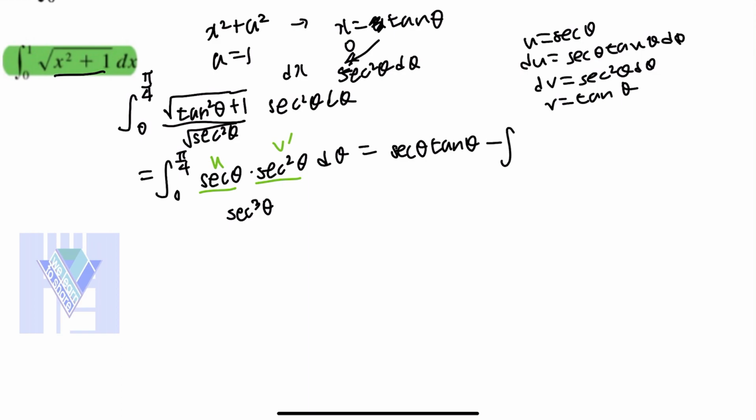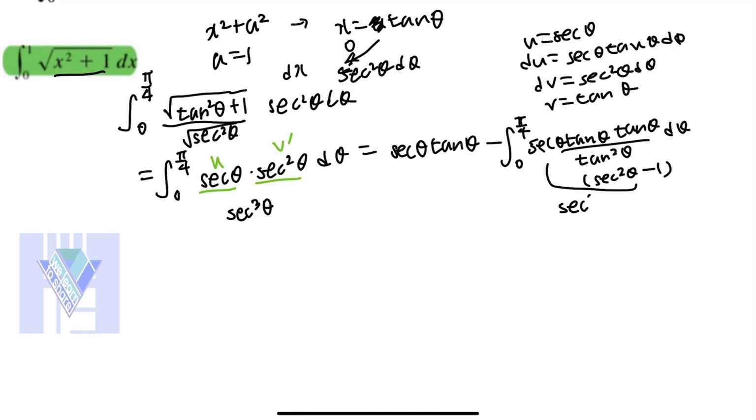You would have minus the integral from 0 to pi over 4 of u prime, so secant tangent theta d theta, and you would have v again, which is tangent theta. So what we see over here is tangent squared theta, which is equal to secant squared theta minus 1. And if you do this, you would have secant cubed minus secant theta.